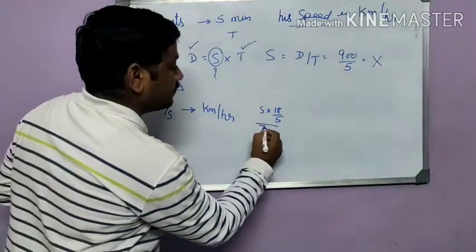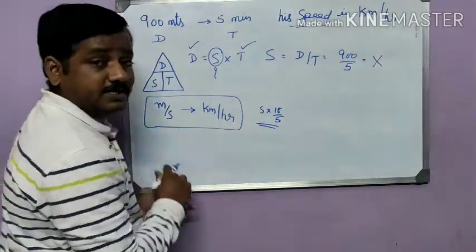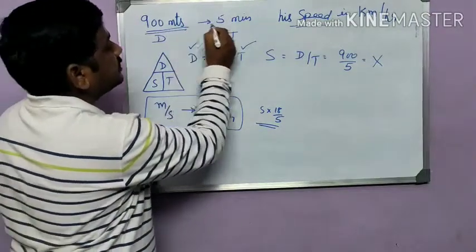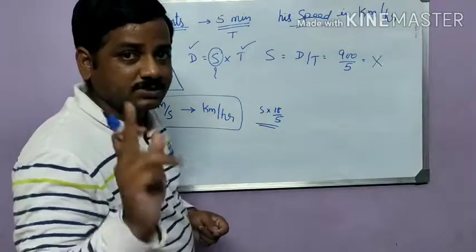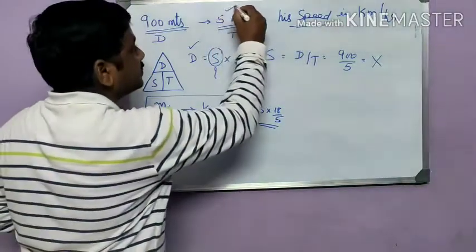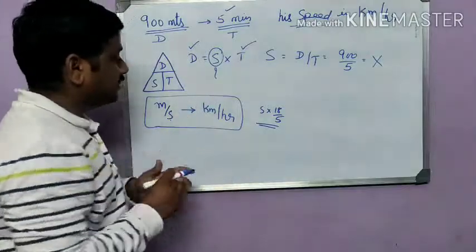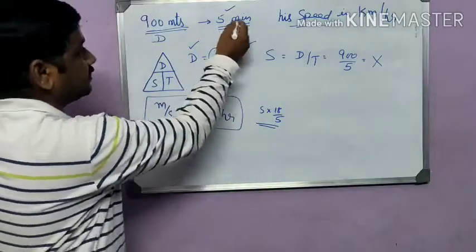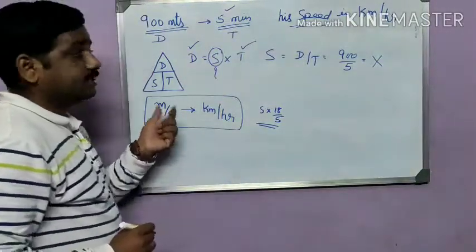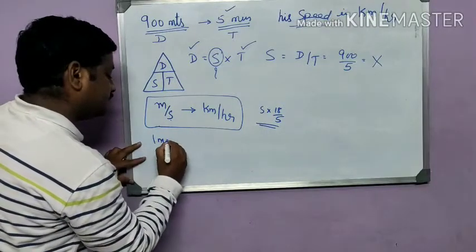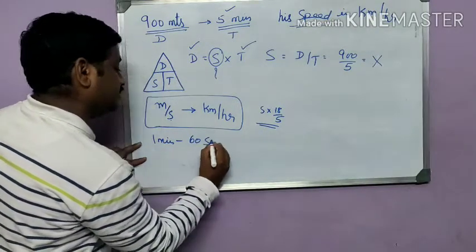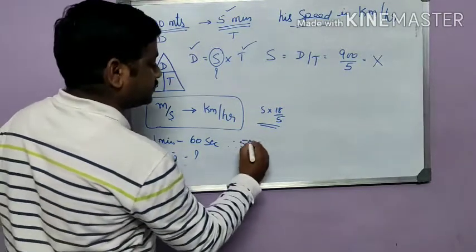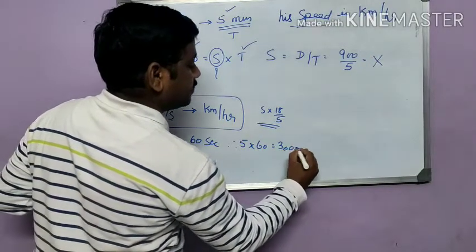But this is applicable only for this unit, that is, meters per second to kilometer per hour. In the question it is given in meters, and the time is given in minutes. So the first thing you need to do here is convert this into seconds, and then you can apply this logic to find the speed. Let's see how to convert this. 5 minutes has to be converted into seconds. We know that 1 minute is 60 seconds. Similarly, for 5 minutes, how many seconds? Therefore, I can say 5 into 60, that is 300 seconds.